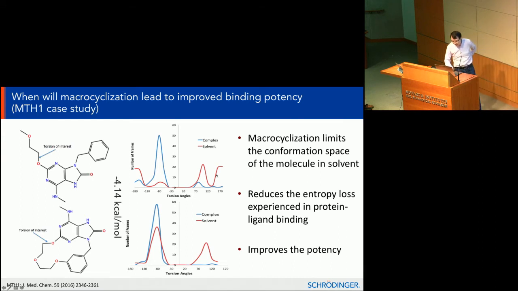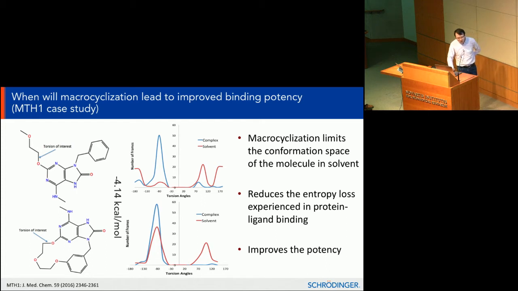So showing here, the red and the blue curves are the distribution of this key torsion sampled in solvent and complex. So the upper panel is for the linear molecule, the lower panel is for the macrocycle. So by comparing those two plots, you can easily see that the two molecules sample roughly the same conformational space in the complex.